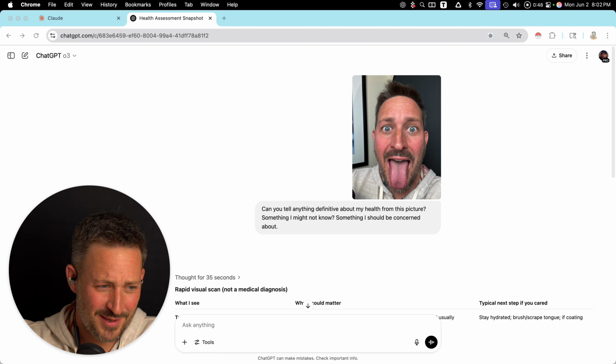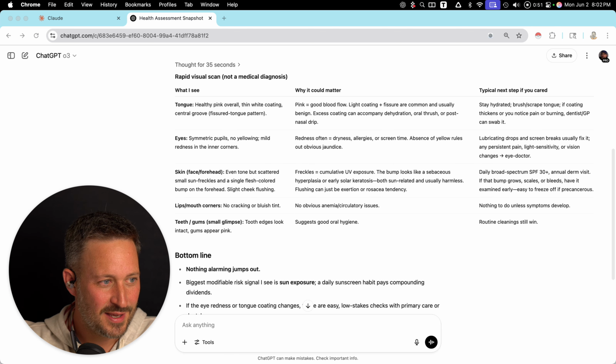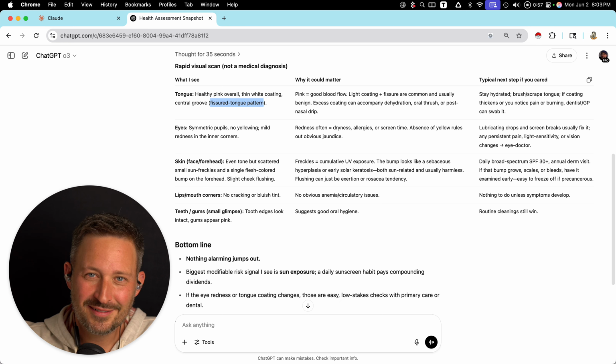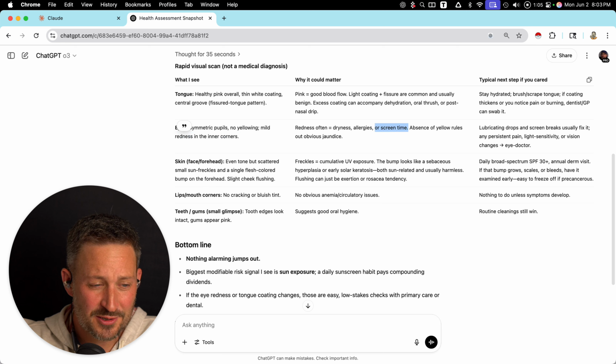So let's dive in. But first, can you tell anything about my health from this picture? Something I might not know, something I should be concerned about. Look at this. My tongue is healthy pink, white coating, central groove, fissured tongue pattern. Get out of here. No, you're like mild redness. It's like, yo, you're spending too much time on the screen. That's true. Small sun freckles. I do have too much UV exposure. Nothing alarming jumps out. Modifiable risk: sun exposure, a daily sunscreen pays compounding dividends. I do need to be doing that. My bad. Anyways, I'm not an AI clinician like Tiger Healther. All right, so that's a little embarrassing health info about me.